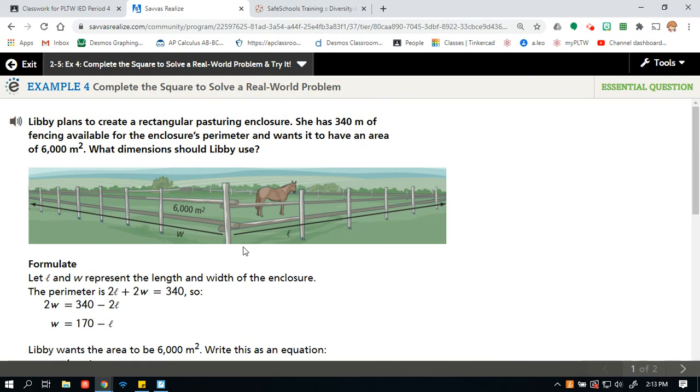There's Libby's horse, and there's the enclosure that she likes to build, and there's the end of our problem.